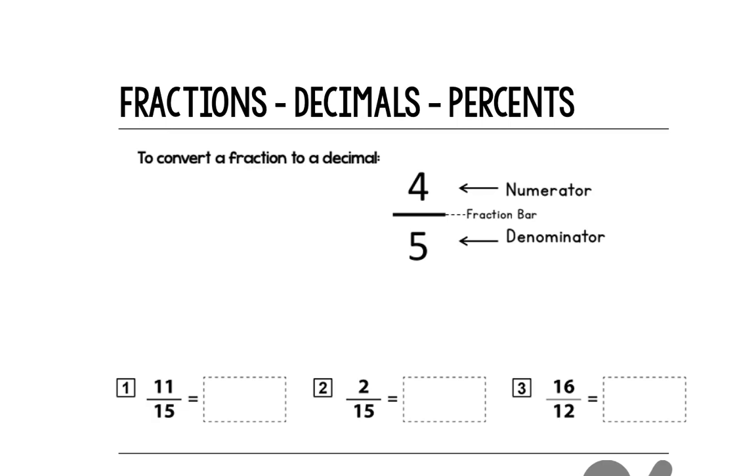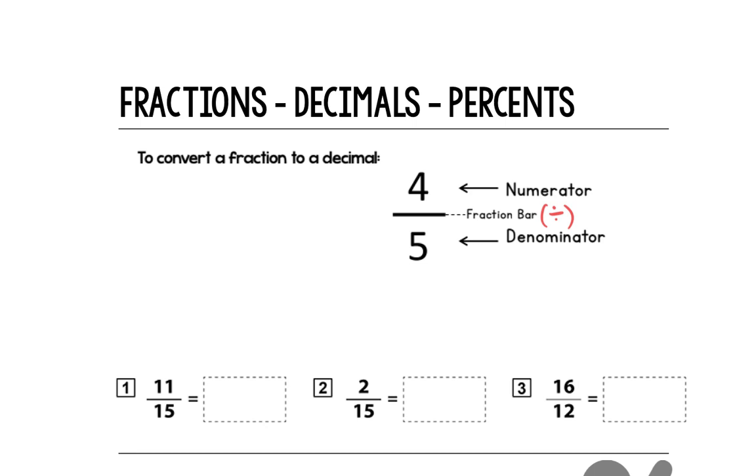This lesson is to review taking fractions, converting them to decimals, converting decimals to percents, and vice versa. So to convert a fraction to a decimal, let's just break down the parts of a fraction. We have the numerator, which is the number on top. We have the fraction bar, which we can also think about as division. And last but not least, we have the denominator.